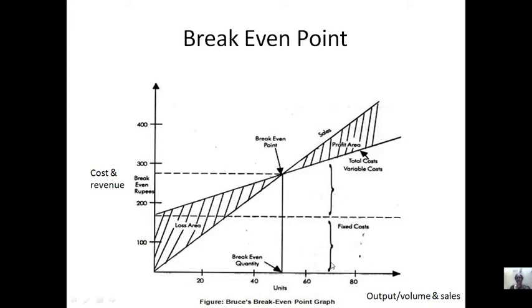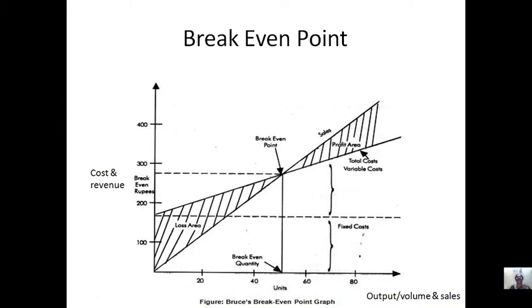So this is the margin of safety, MS. Margin of safety is nothing but the difference between actual sales and BEP sales. It means the organization is in the safe zone. Break-even point shown graphically is called the break-even chart.